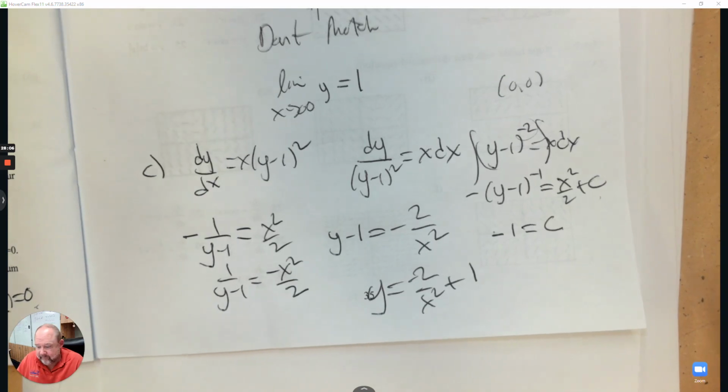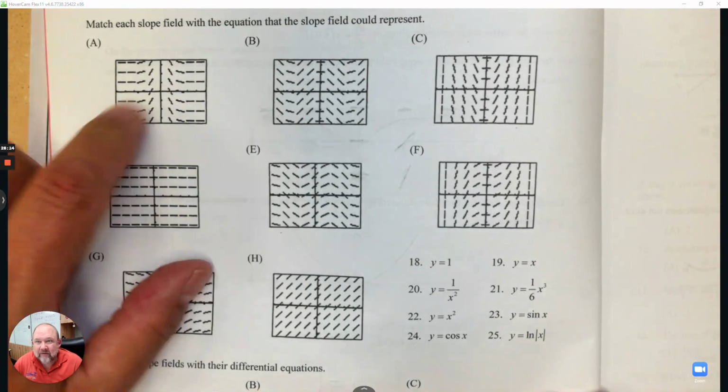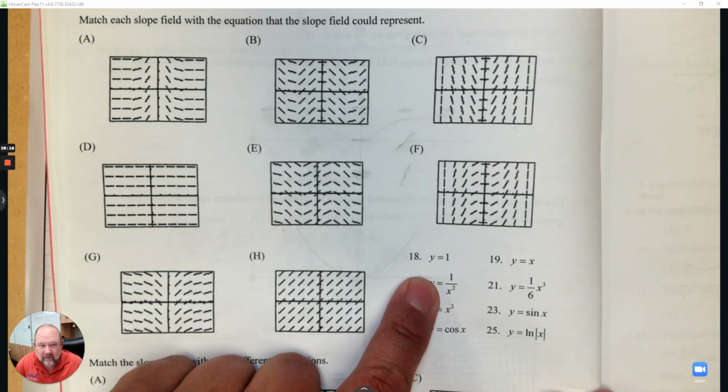Perfect. All right, we do have one more. What the hey, there's a lot here. All right, let's get through this good. Match each slope field to the equation that you see.